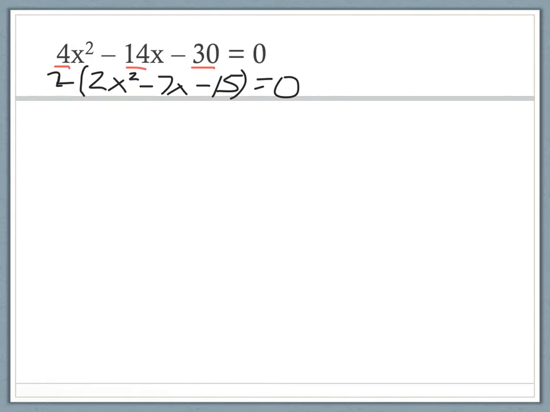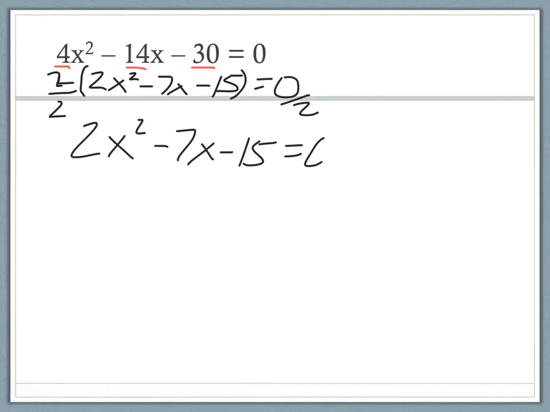Now, before I move on to try to factor it, since I'm trying to solve for these, I can go ahead and divide both sides by 2. So then I'm just left with 2x squared minus 7x minus 15 equals 0, since 0 divided by 2 is just 0. Okay. Now I can go ahead and try to factor this.